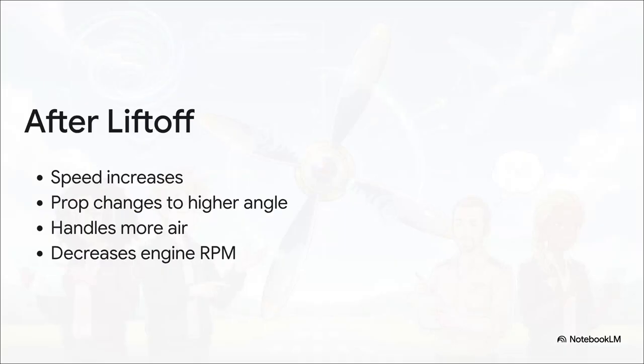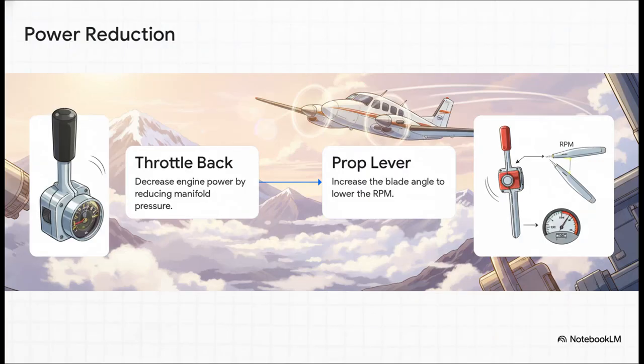Now, as you lift off and your speed increases, the relative wind changes. If the blade didn't adjust, your AOA would drop right to zero. But the constant speed prop automatically shifts to a higher blade angle, taking a bigger bite of air to maintain that perfect, small AOA. Plus, it drops the engine RPM to save you fuel and reduce wear. Pretty genius, right?